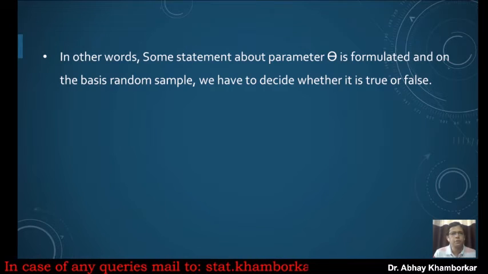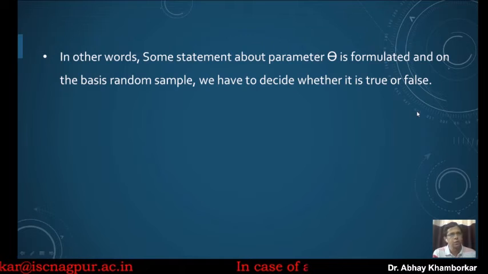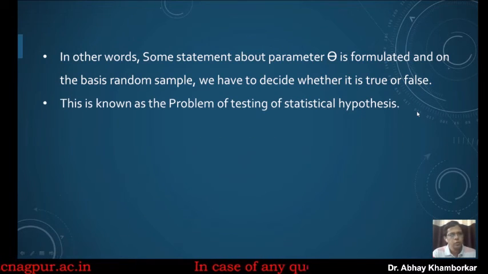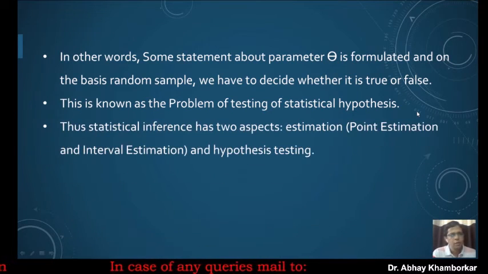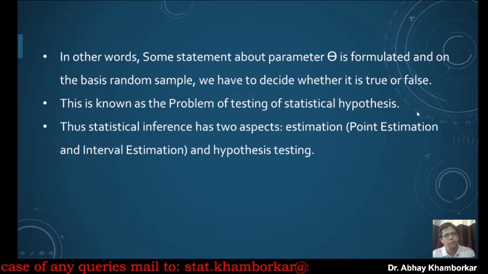In other words, some statement about the parameter theta is formulated, and on the basis of a random sample we have to test whether it is true or false, right? So that is nothing but the testing of hypothesis. This is known as the problem of testing of statistical hypothesis. Thus, statistical inference, as I just told you, has two aspects. One is estimation. Estimation may be in terms of point estimation or interval estimation, and the other is hypothesis testing.